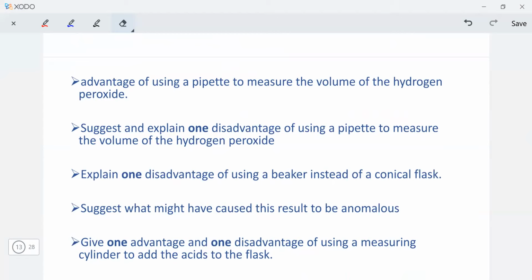Let me repeat that this question is out of 2 marks. So you have to say that the pipette is more accurate than the measuring cylinder. Now you got your 2 marks.